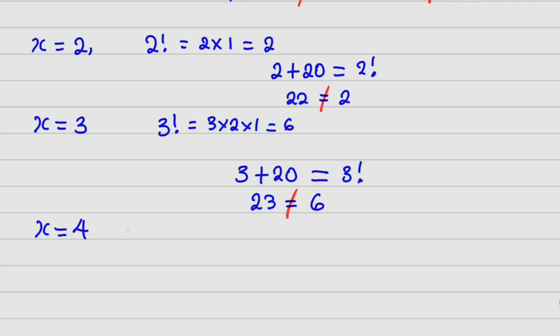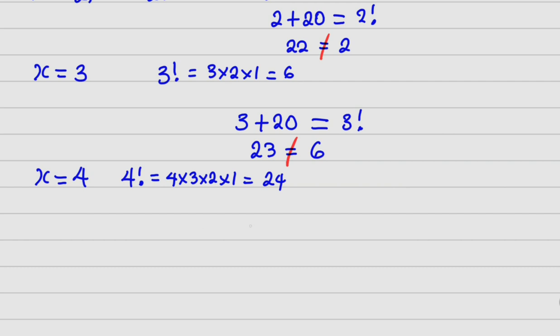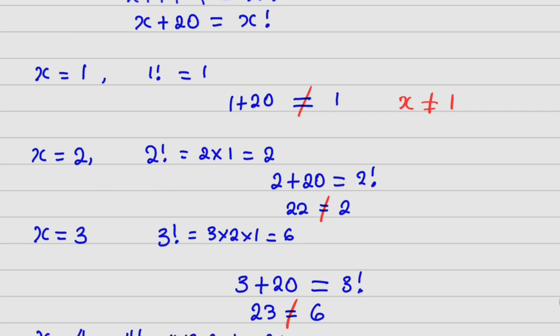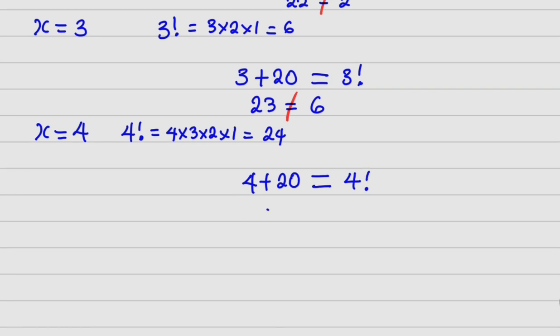Now let me test 4. Let x be equal to 4. So I have 4 factorial, and 4 factorial is 4 times 3 times 2 times 1, which is equal to 24. Now, let me test. Remember my x, you have x plus 20. So I have 4 plus 20. Is it actually equal to 4 factorial? So I have 24. Okay, it's equal to 24. So I can now make a conclusion that therefore my x must be equal to 4.